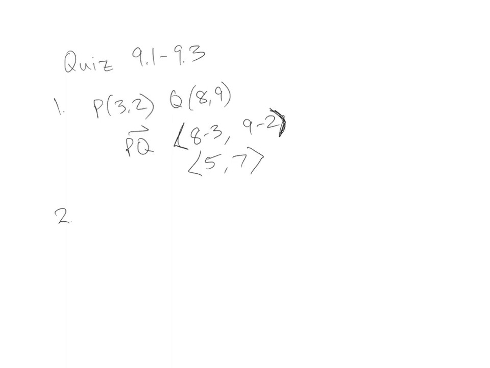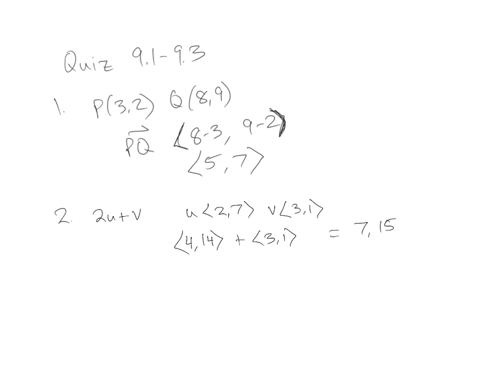All right, number two is just doing normal computation. 2u plus v, if vector u is <2, 7> and vector v is <3, 1>. So what you do there is 2 times u would be <4, 14>. And plus vector v, <3, 1>, would give us <7, 15>. All right, and now number 3.